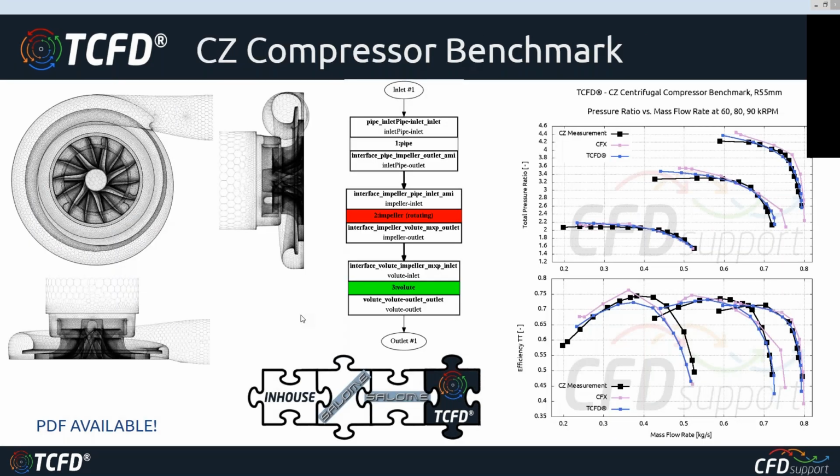This is a similar case. We had another benchmark that's a little bit different because it was on a compressor together with our client CZ, who develop compressors. This is a radial compressor, so the flow is compressible, and again you can see the comparison with the measurement and other code. Again, a PDF of this study is available, so anybody who is interested in details can ask for it, and we will definitely provide it.